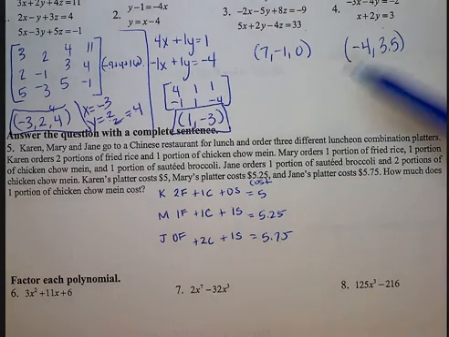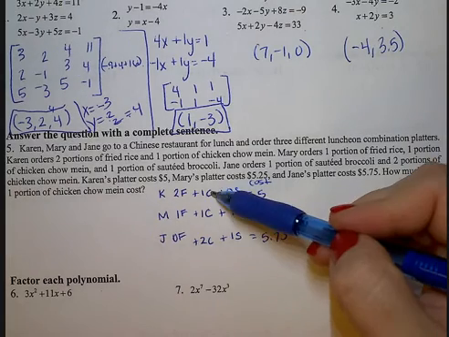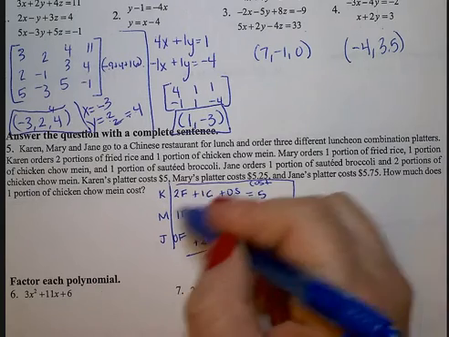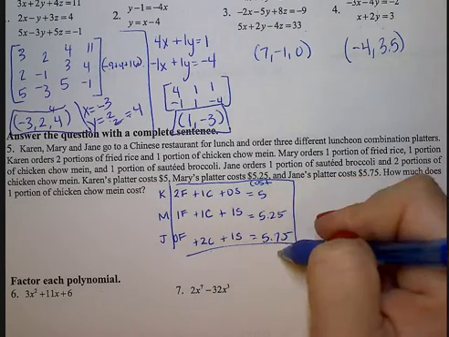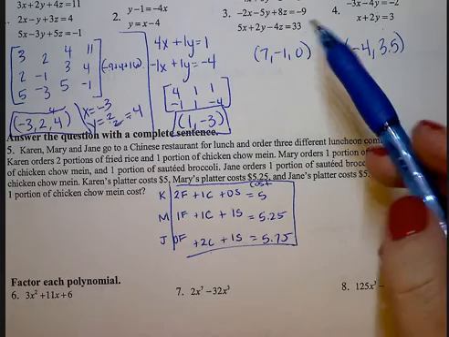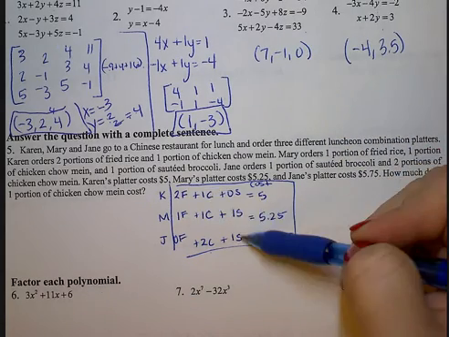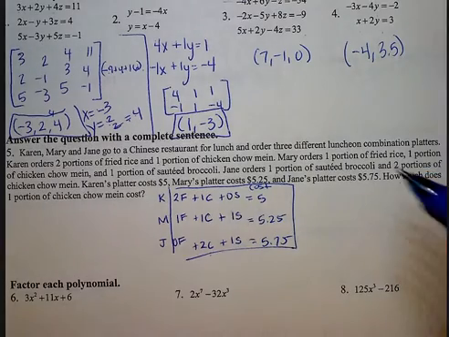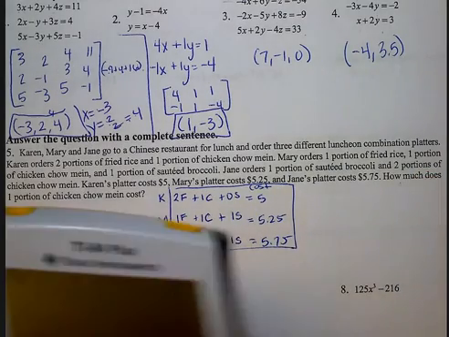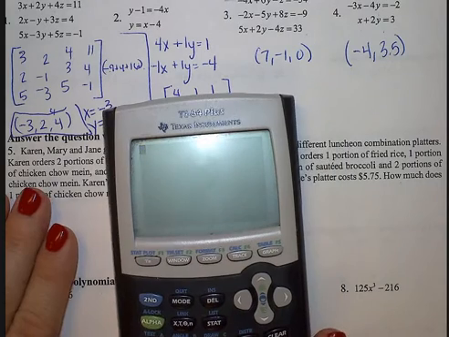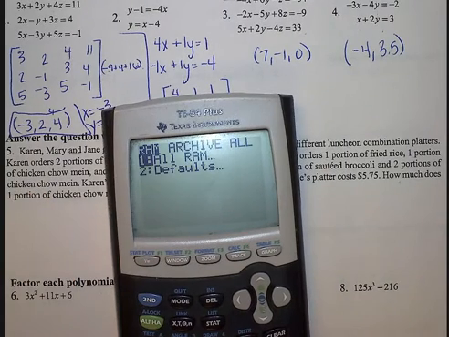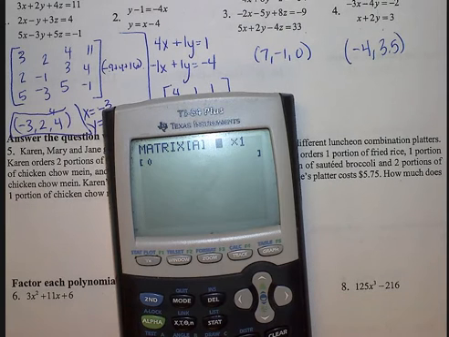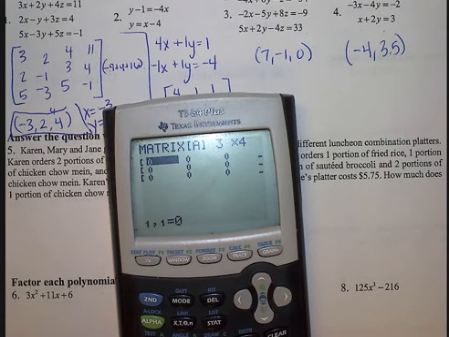We want to know in the end, how much does chicken chow mein cost? So when I look right at this, I have a 3 by 4. Instead of having X, Y, Z variables, I have F, C, S that I chose to represent fried rice, chicken chow mein, and sauteed broccoli. Alright, so let's go in here, clear everything. Second matrix, we're going to edit A. It is a 3 by 4.